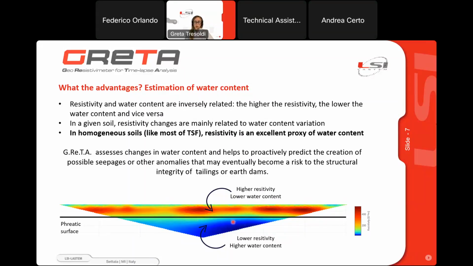In this bottom part, we have these blue values that correspond to really low resistivity values. And the low resistivity values are related to higher water content, so the soil here is probably saturated. And here we can easily recognize this line, this phreatic surface, between the dry and saturated part.